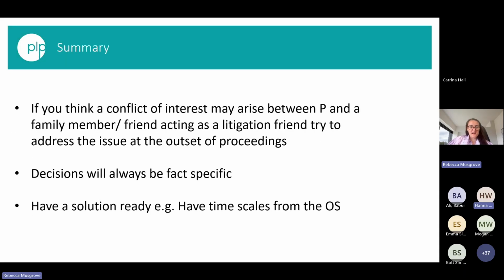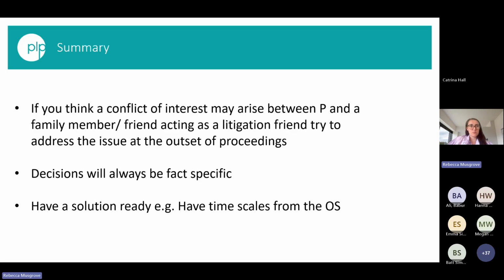So a bit of a summary. If you think there's a conflict of interest that may arise between P and a family member or friend acting as a litigation friend, try to address the issue at the outset of proceedings. That's not just an issue for those representing P, it's an issue for everyone. So if the social workers have concerns, if the medical professionals have concerns, it's really important that everyone addresses that at the earliest point.